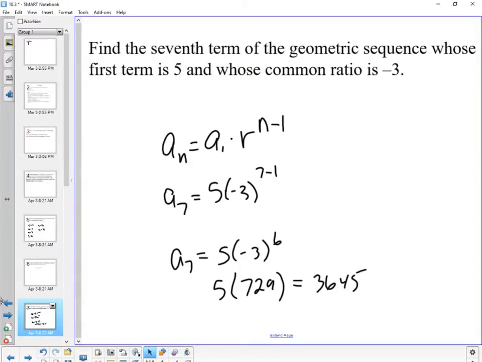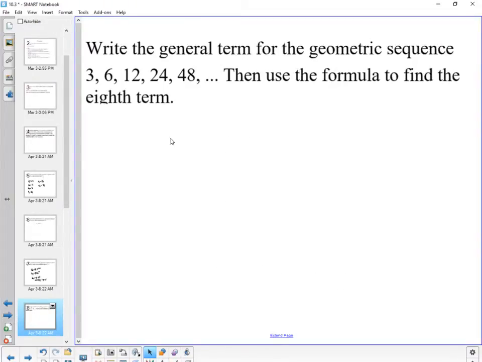Alright. Let's have you guys try to make the formula. Here is a piece of a sequence. I want you to write the geometric equation for this, please. Once you have that, then I want you to find your own 8th term. And I'll tell you what it's going to be. The 8th term is going to be 384. That's just so that you can check that you did it correctly.